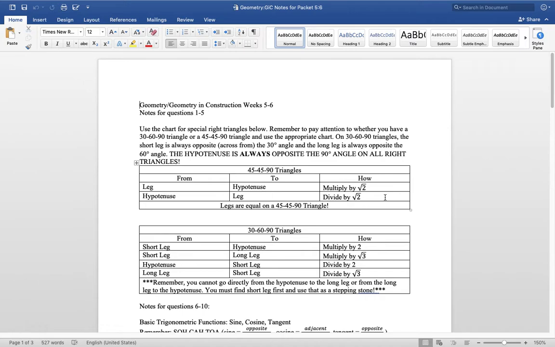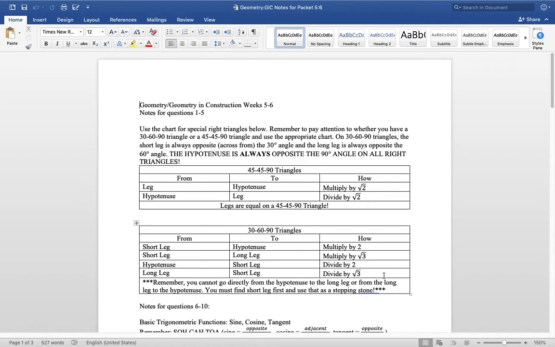The second type of special right triangle is a 30, 60, 90 triangle. And the following are the relationships on that one. So to go from short leg to hypotenuse, you're going to multiply by 2. To go from the short leg to the long leg, you're going to multiply by the square root of 3. To go from the hypotenuse to the short leg, you're going to divide by 2. To go from the long leg to the short leg, you're going to divide by the square root of 3.